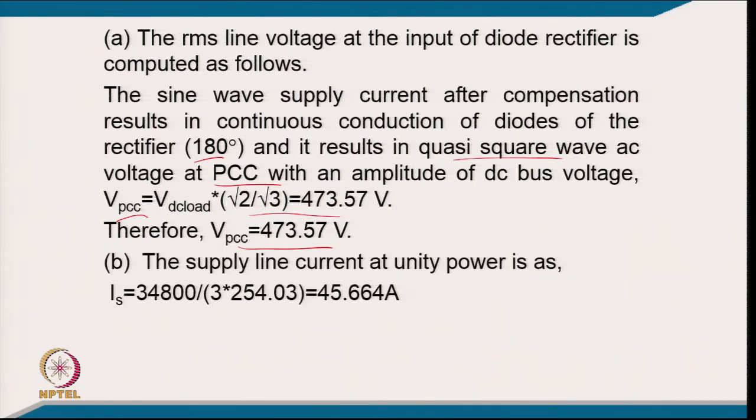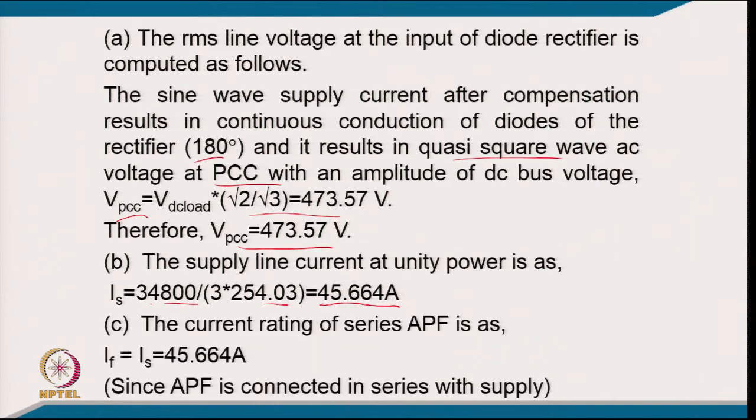Then, with the supply line current at unity power factor, we can calculate the supply line current from the active power drawn by the load, that is 34,800 watt divided by 3 into the phase voltage 254.03. So it comes out to 45.664 ampere. The current rating of the series active power filter is the filter current; since the active filter is in series with the line, it will be equal to the line supply current, 45.664 ampere.